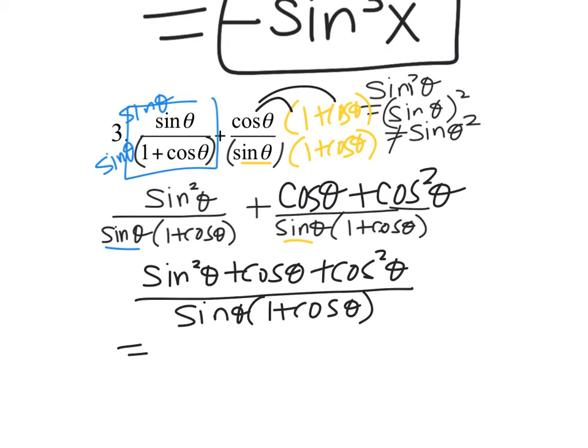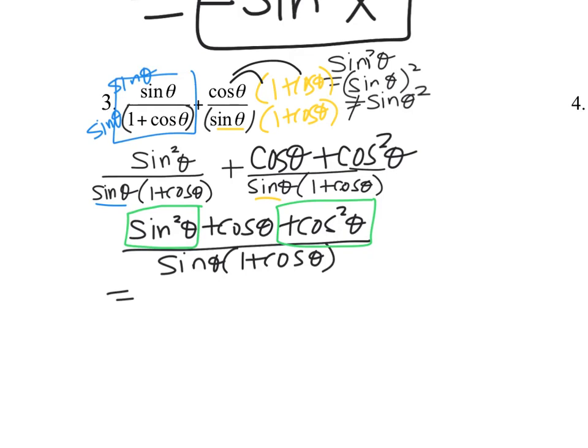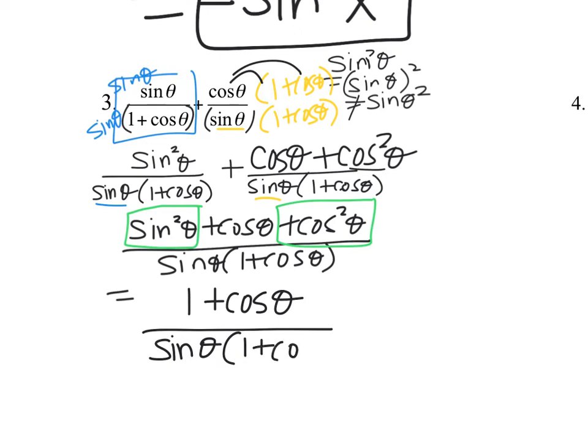All right, so I've made quite the mess. Now we're going to clean it up. Now, anyone notice anything up top? Yes, you have a sine squared plus a cosine squared. Now, they're not next to each other, but that's okay because addition is commutative, which means you can flip stuff around. And so I can write sine squared plus cosine squared is 1. I still have that cosine up there, and this is all over sine theta times 1 plus cosine theta.